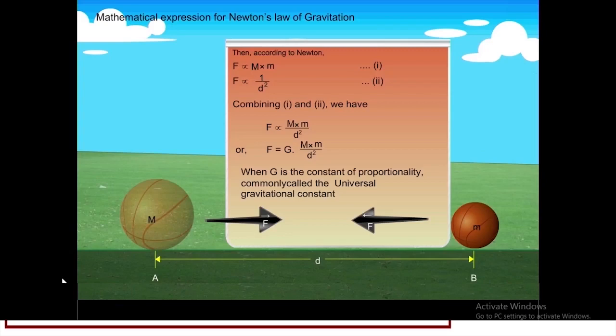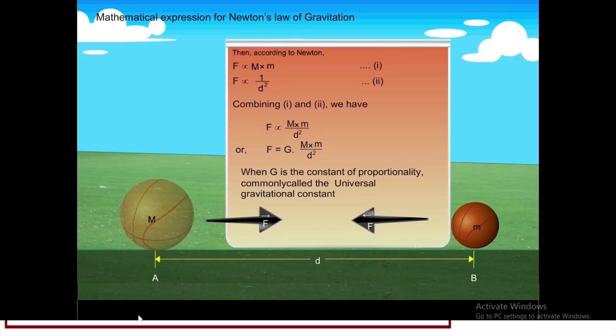So, the whole equation becomes F is equal to capital G into capital M into small m upon d square, where capital M and small m, we already have studied, are the masses of the objects A and B respectively. F is the force of attraction between them and d is the distance between the centers of these two objects, right. What about G? This G is the most important part. G is the constant of proportionality, which is commonly called the universal gravitational constant, right.